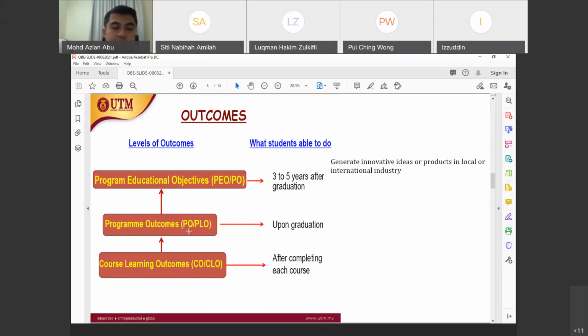Next, finally, we have course. At course level or subject level, we have the course learning outcome, or CO, course outcome. After completing each course, for example after completing real-time system, we will know which course outcome or course learning outcome you achieved: CO1, CO2, CO3, CO4, and so on.